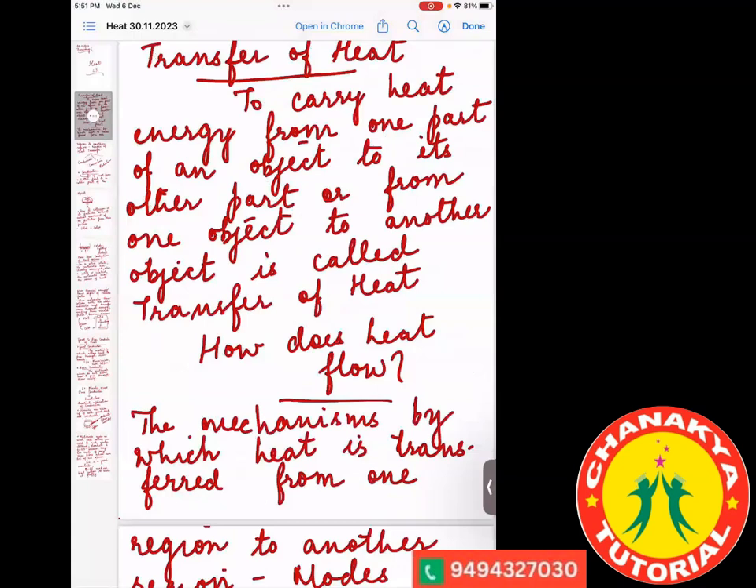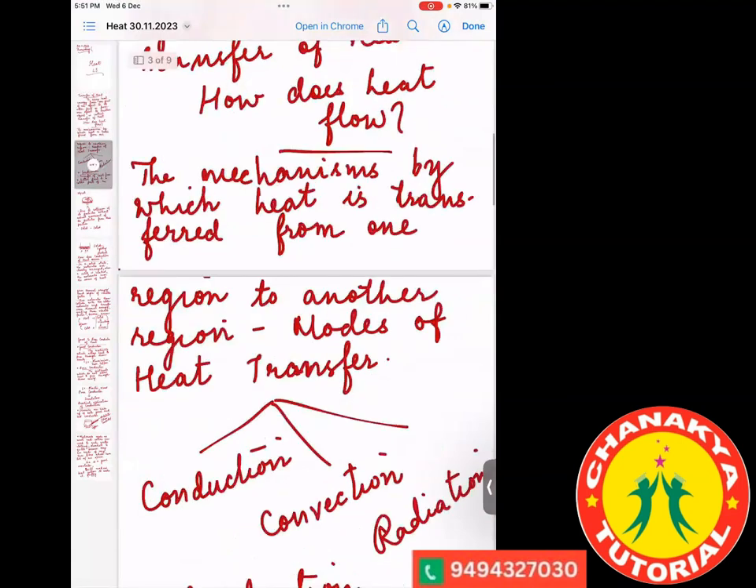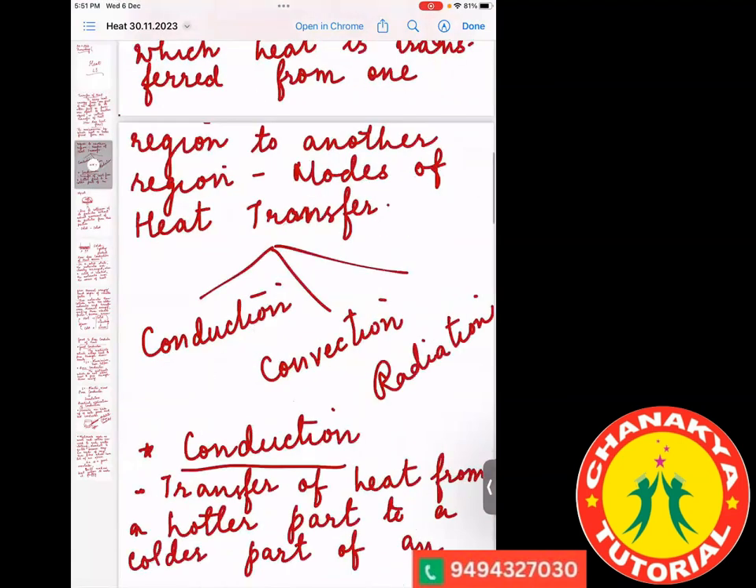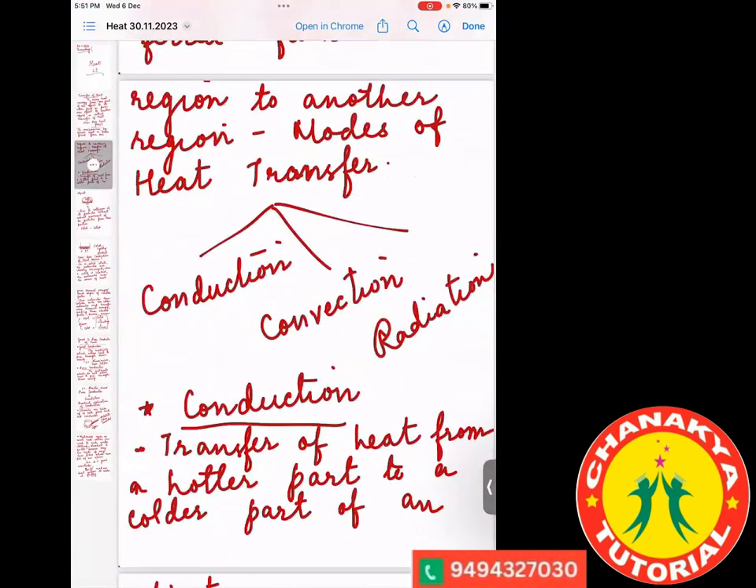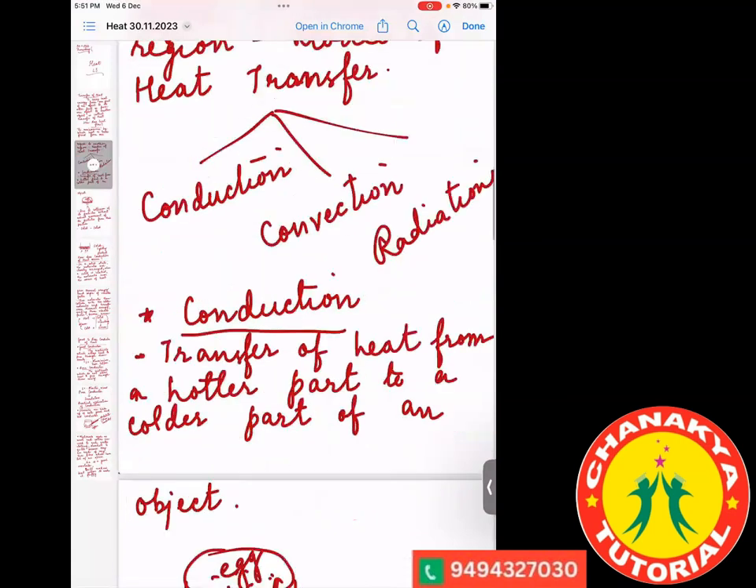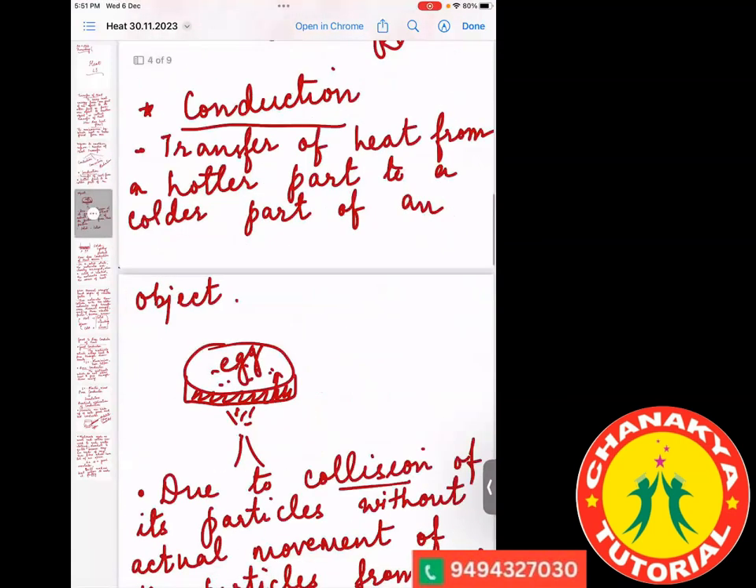Heat energy passing from one object to another object is called the transfer of heat. Either within the same object or to a different object it can transfer. Now how does it happen? It flows with the help of three processes: conduction, convection, or radiation. We started with the conduction part, where the transfer of heat is from a hotter part to the colder part of an object.